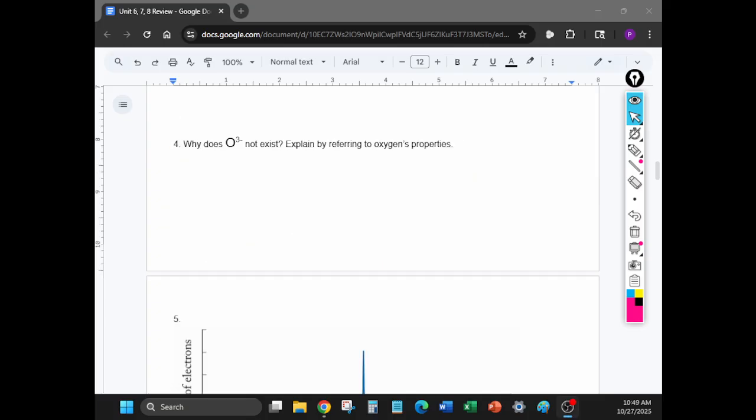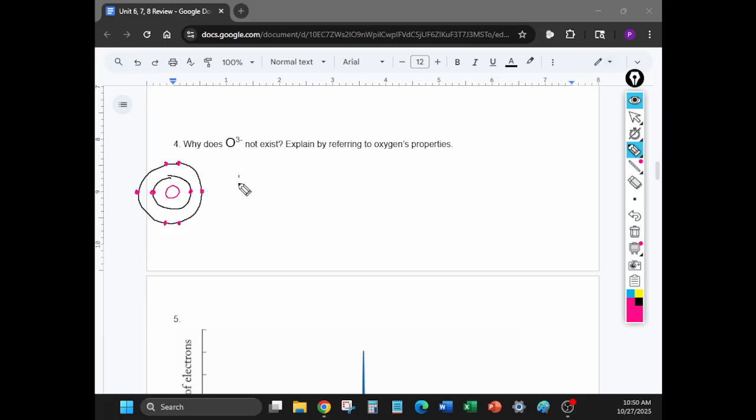Okay, guys, let's talk about number 4, O3 minus. If we take a look at regular oxygen, I'm just going to draw the full structure for us. It's going to be 2 shells, with 2 in the first shell and 6 in the valence shell. Okay, total of 8. Everybody good with that? Okay, now let's talk about O3 minus.